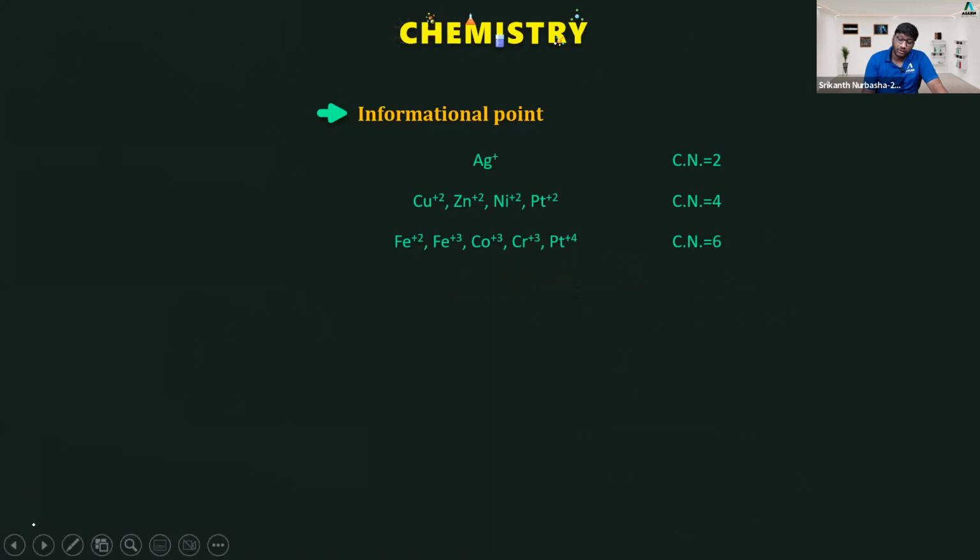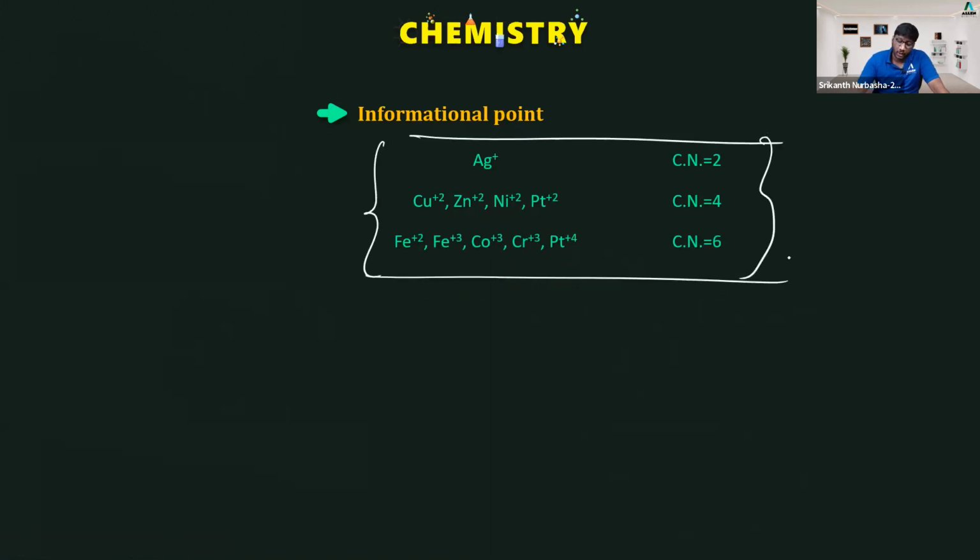Then comes an informational point. Write it down, all of you, very, very important. You will have a doubt: which type of ion will form what type of complex, with what coordination number? There is some rule. Ag plus forms complexes of coordination number 2; we will discuss Ag plus complexes in metallurgy as well. Copper plus 2, zinc plus 2, nickel plus 2, platinum plus 2 preferably form coordination number 4 complexes. Fe plus 2, Fe plus 3, Co plus 3, Cr plus 3, platinum plus 4 form complexes of coordination number 6. Write this down, very, very important.